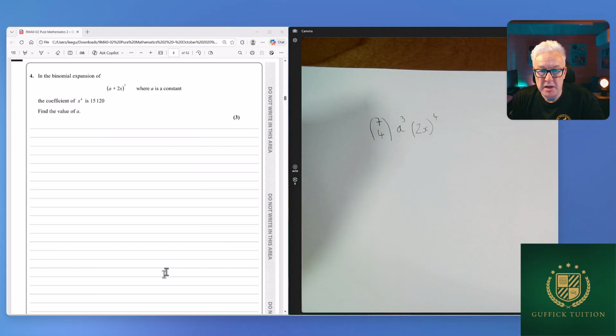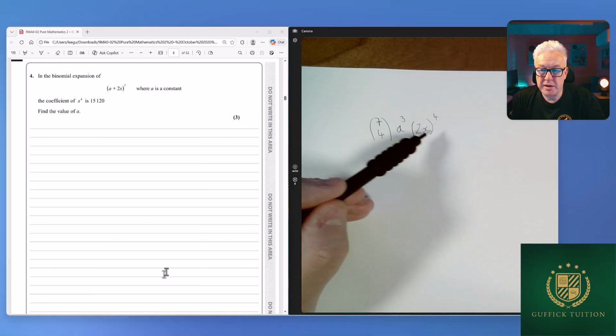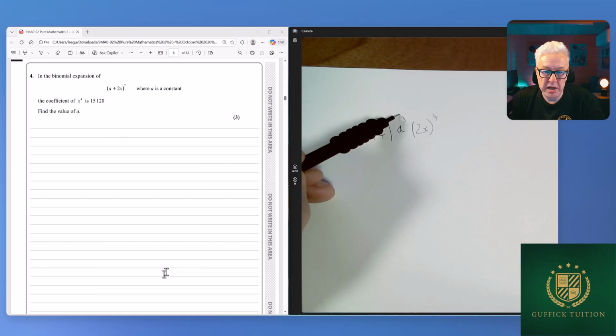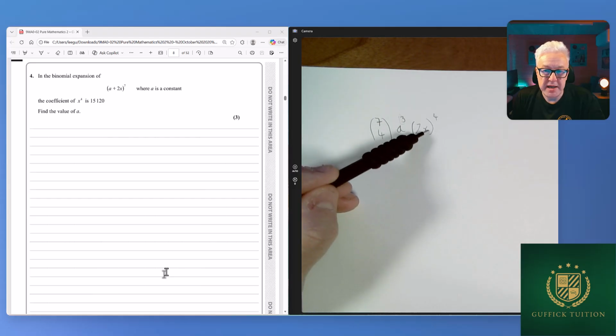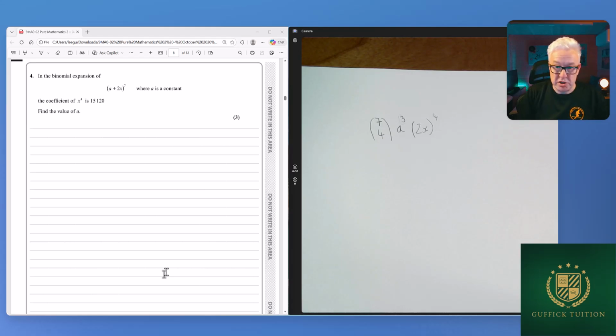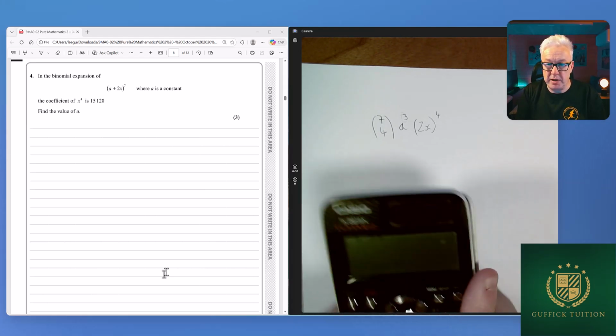Okay, so the key is when you're looking for x^4 here, this will give x^4. It means this one will be 3 because it's got to add to 7. And because it's x^4, it works out as 7 choose 4. So we're now in a position to calculate that. Let's have a quick look at that.